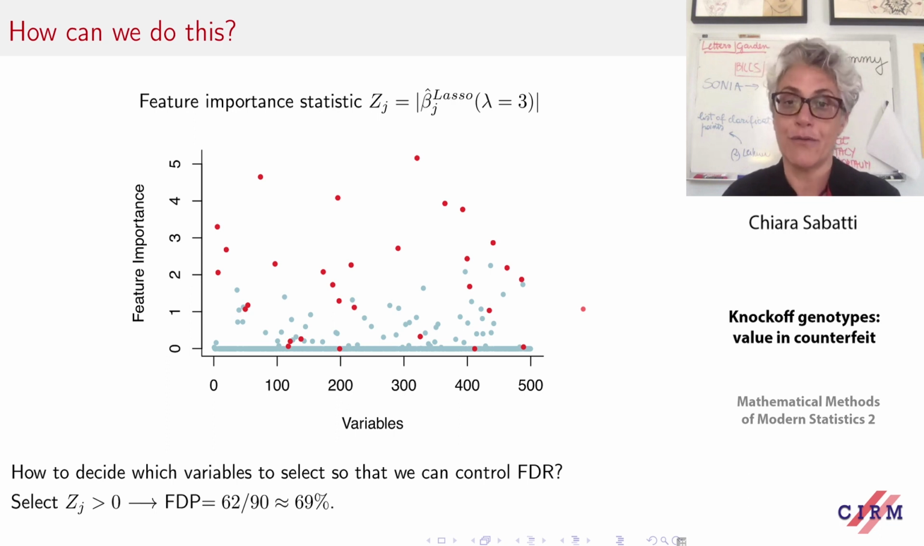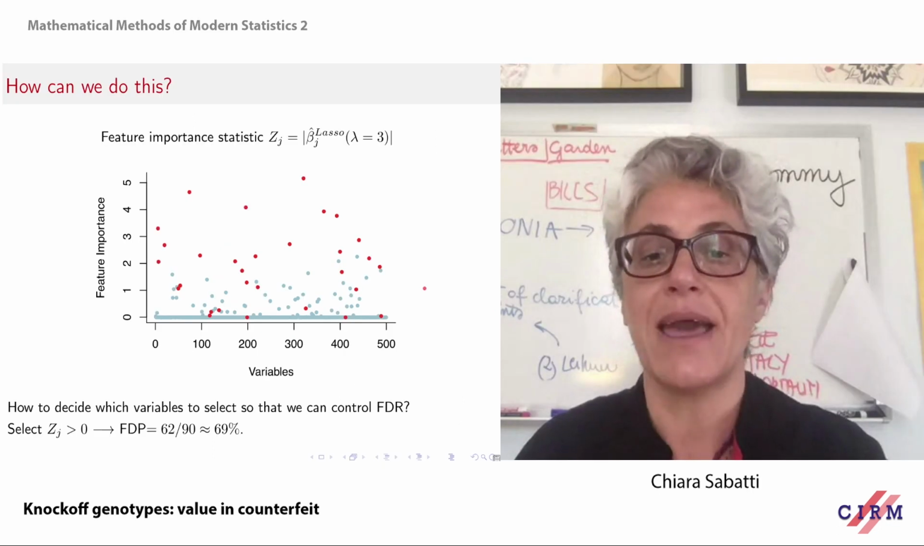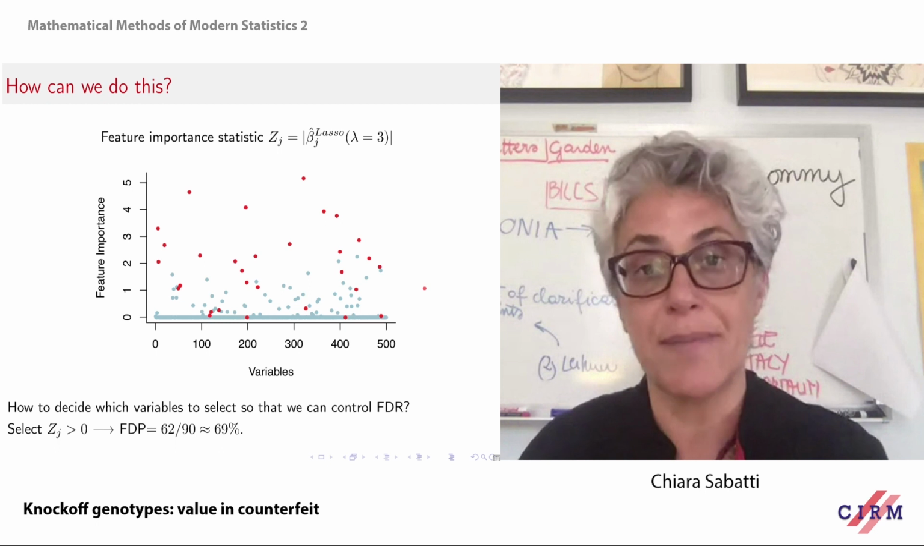What value of the absolute value of beta should I use to separate the variables that are important from those that are not? For example, if I were to decide that I'm going to include in my model all the variables that have a coefficient different from 0, I would have a false discovery proportion of about 70%.